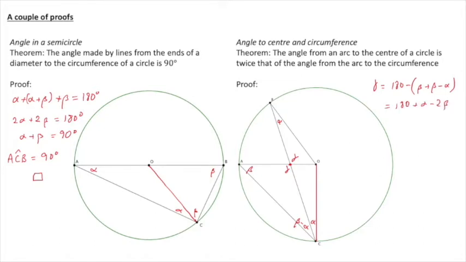And we can tidy that up a bit because we've got take away minus alpha, so that's plus alpha, and we have minus 2 beta. So gamma is 180 plus alpha minus 2 beta. We also have that the angle at O, the AOB angle, so that's the angle from our arc to the centre, is 180, take away the existing angles there, which are alpha plus gamma.